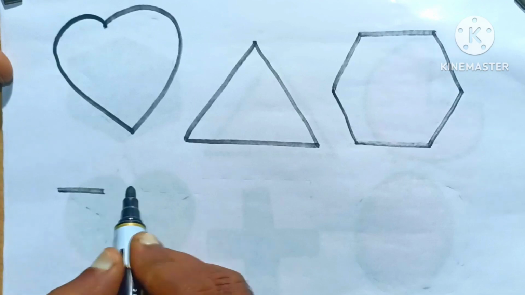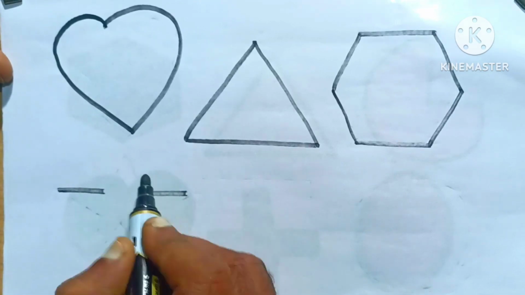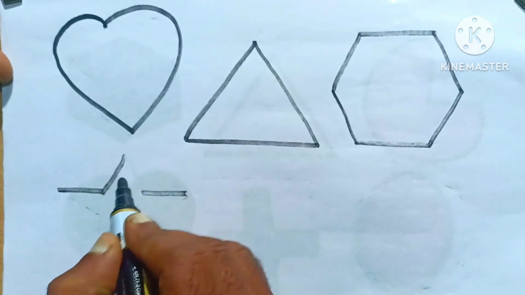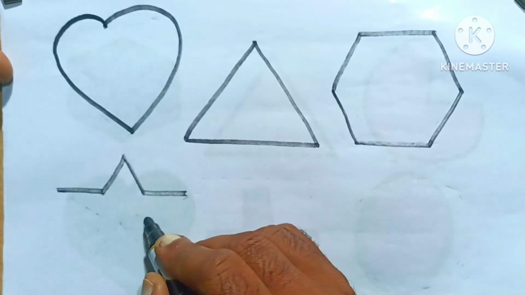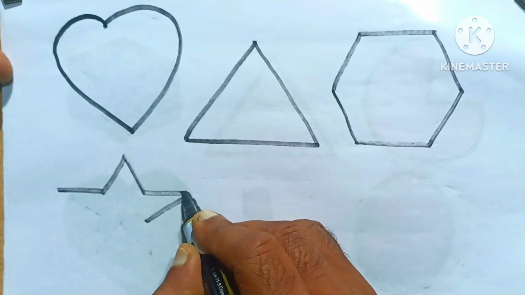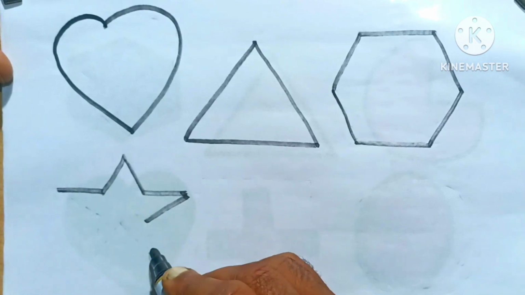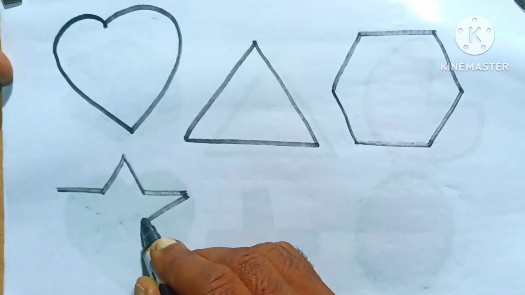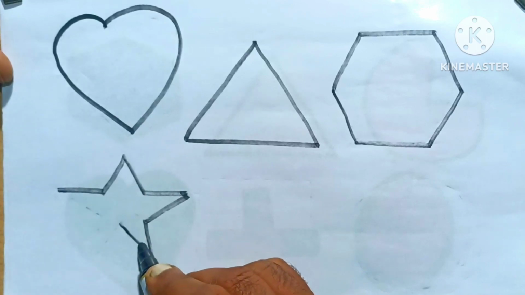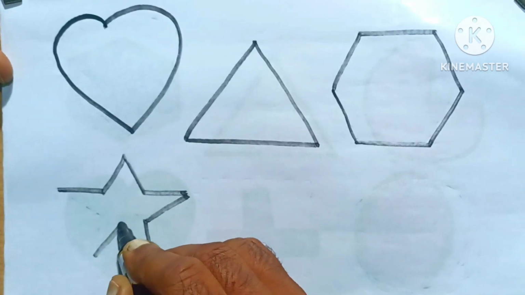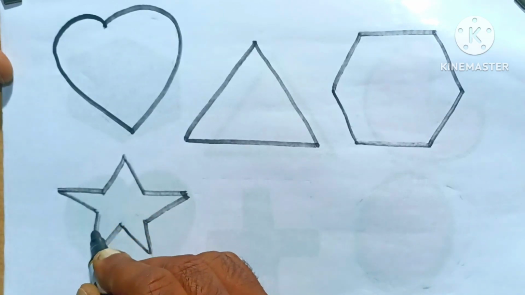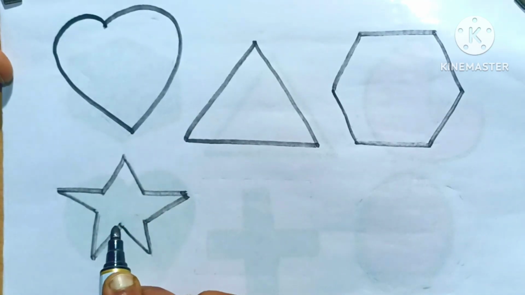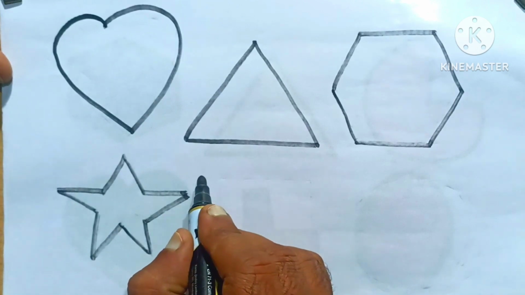A star. What is this? A star shape. It's called a star. What is this? A star.